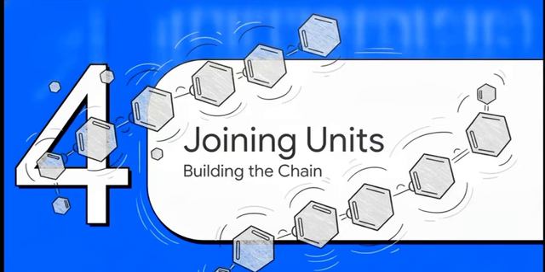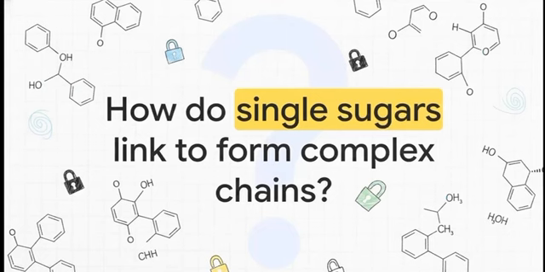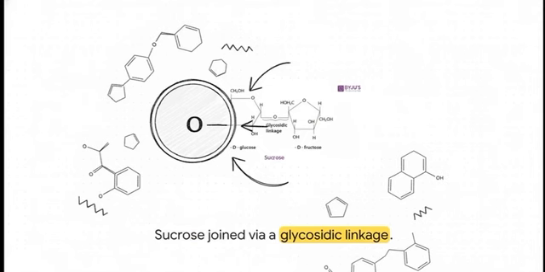Which brings us right to Section 4, joining units and building the chain with glycosidic linkages. This begs an essential chemistry question. What actual mechanism locks these tiny, simple monosaccharides together into those massive disaccharides and polysaccharides we just mapped out? Well, the answer is a glycosidic linkage. Notice the critical oxygen atom bridging the gap right in the middle of this sucrose molecule. That little oxygen bridge joins an alpha-D-glucose unit on the left to a beta-D-fructose unit on the right. That specific connection, that is your glycosidic linkage.